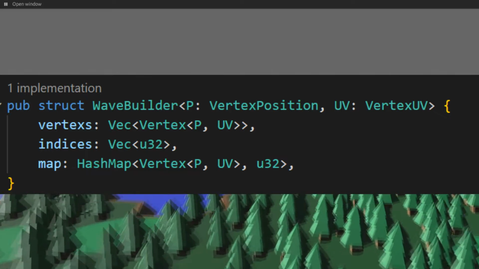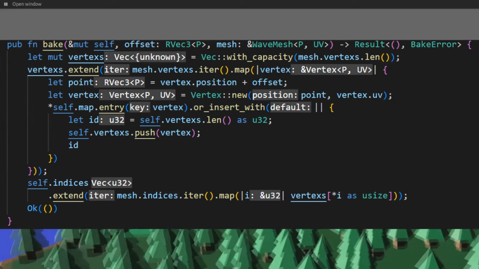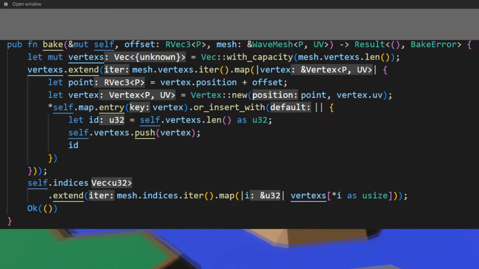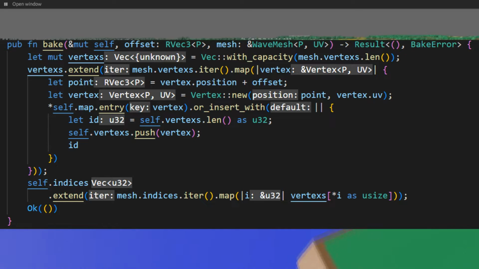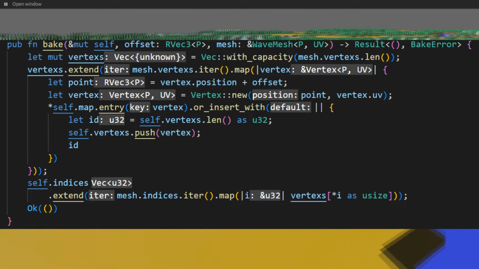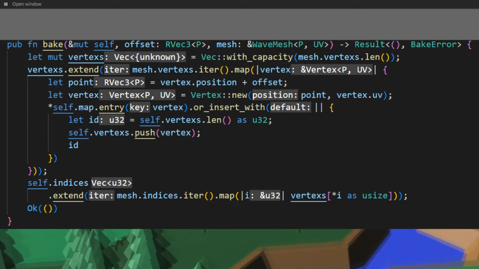To remove the duplicate vertexes, I use a hash map that takes the vertex position and color as its key, and the index in the vertex array as its value. This allows me to reuse a vertex if it's already in the mesh, or add the vertex into the array and then insert it into the hash map.